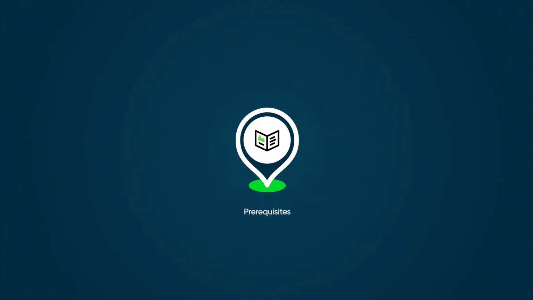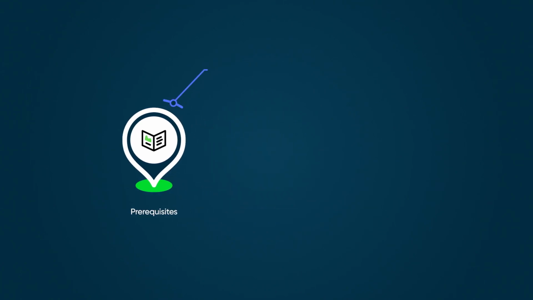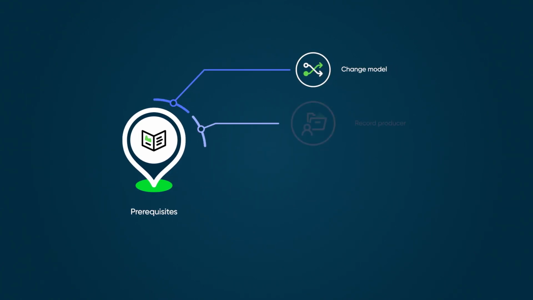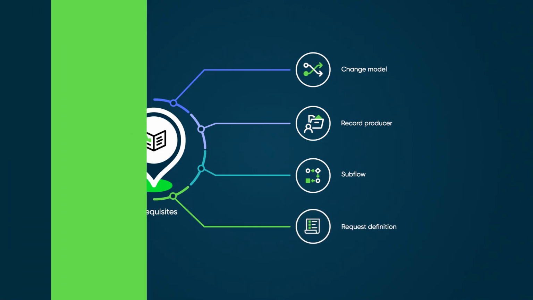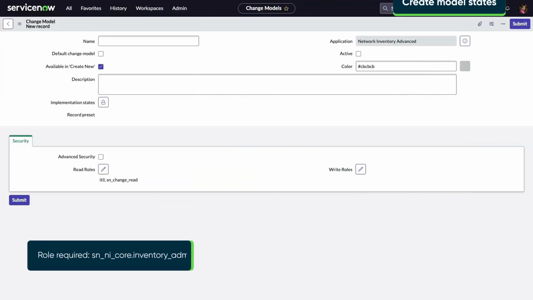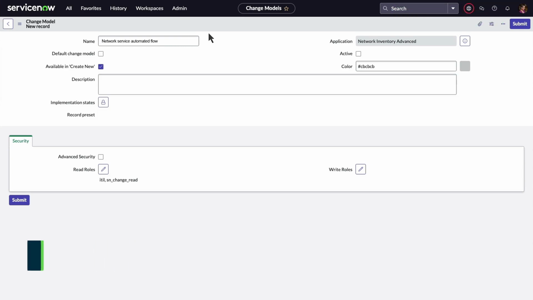Before creating a playbook, Mira needs to set up 4 prerequisites: the change model, record producer, subflow, and request definition for our playbook activities. She starts with creating our change model. On the new change model form, she sets the name as Network Service Automated Flow.